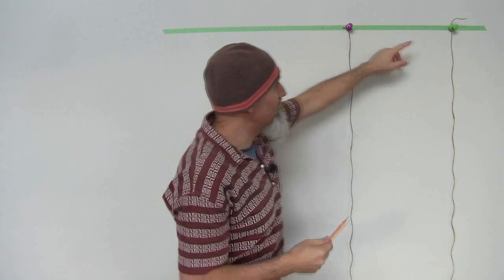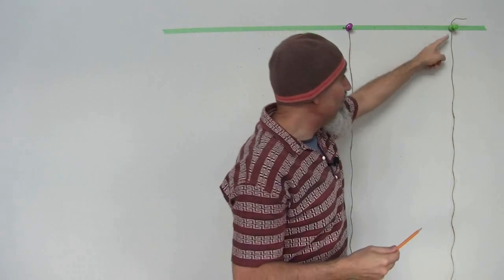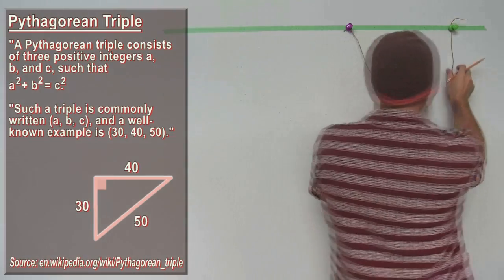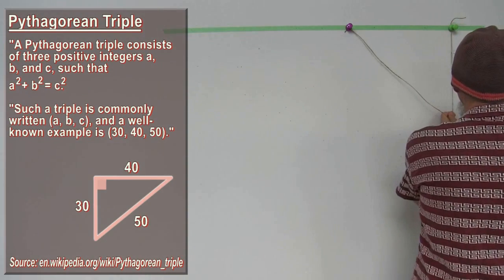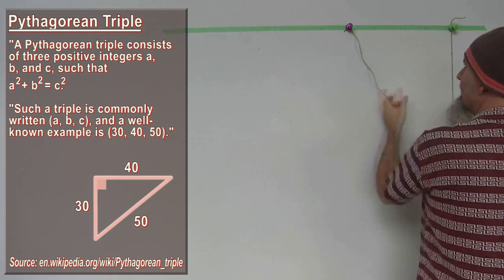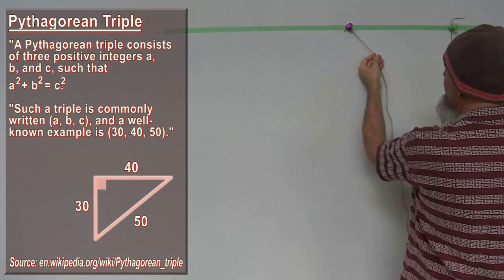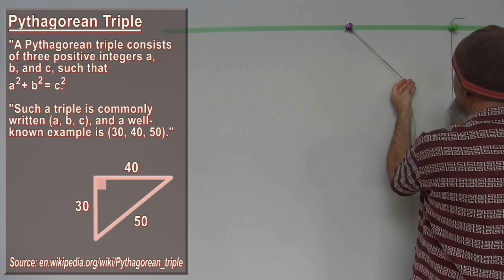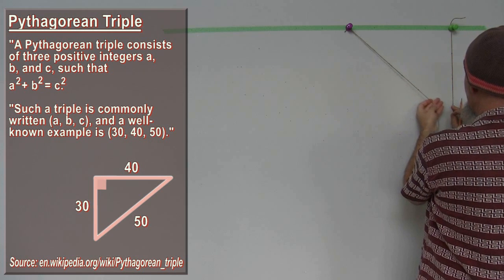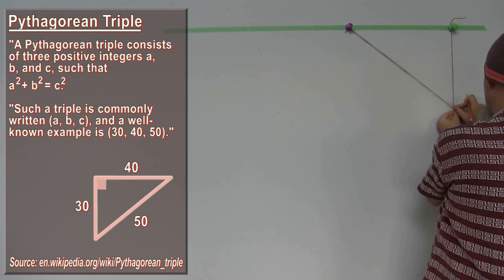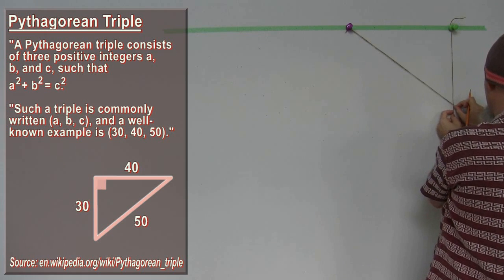So we went 40 here, 10, 20, 30, 40, and we can go 30 this way, and the hypotenuse is going to be 50, okay? So we're going to go 10, 20, 30 here, and this should be from here 50, 10, 20, 30, 40, and where's our 50? Oh, there's our 50. 50.